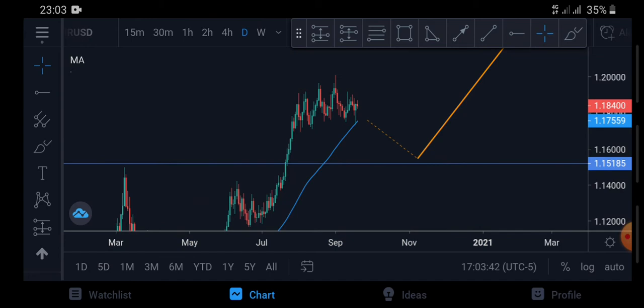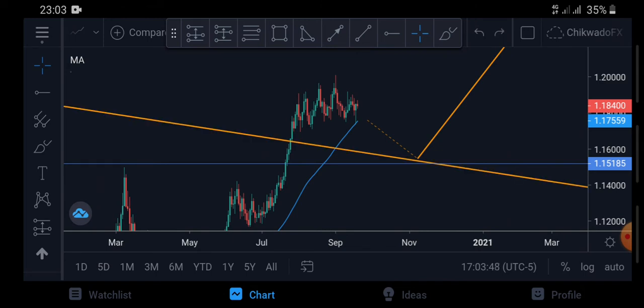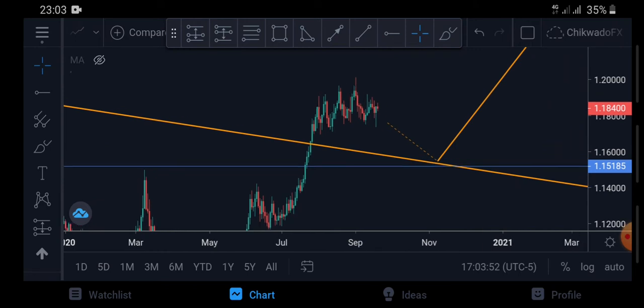Okay, so what did I remove? Okay, I removed the trend line. So we don't know what's going to happen in the coming week.